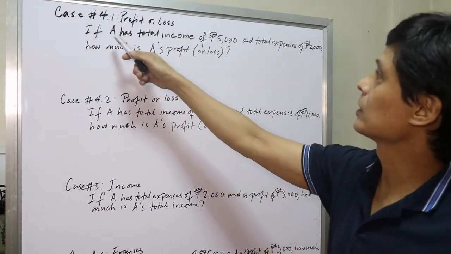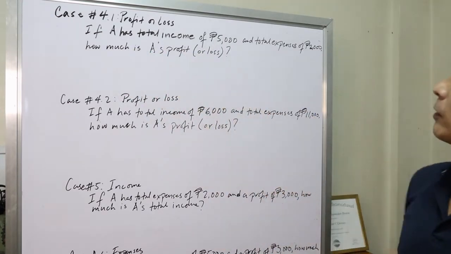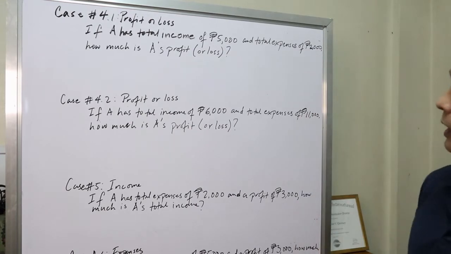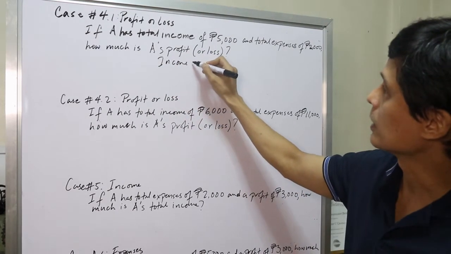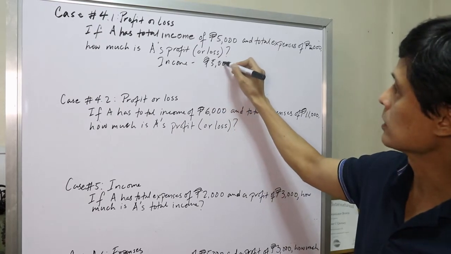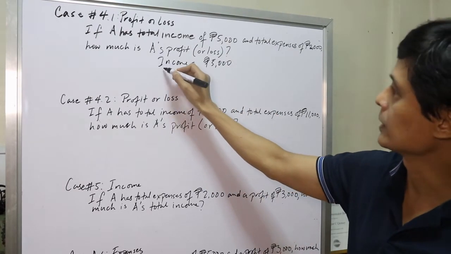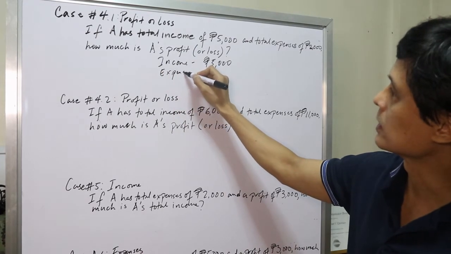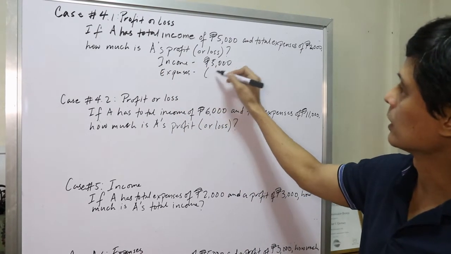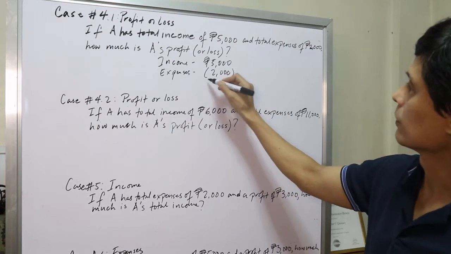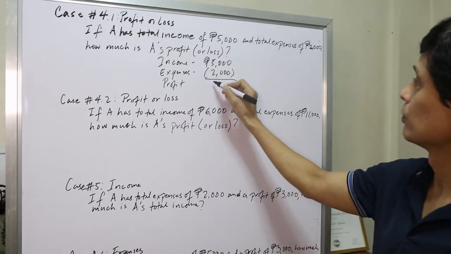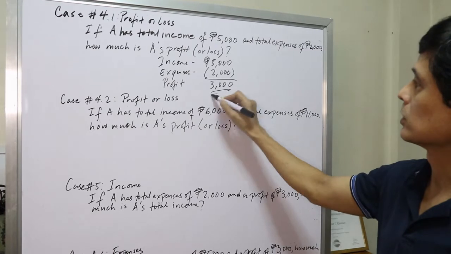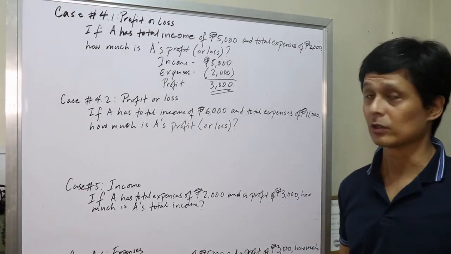Now, having said that, let's take up case 4.1. So this is profit and loss. So if A has a total income of 5,000 and total expenses of 2,000, how much is A's profit or loss? So madali lang yan. So if this is income is 5,000 pesos, and the expenses, this is so negative, so lagyan natin ng parenthesis. So this is 2,000. Therefore, the profit, yung natira or the residue, no, would be 3,000. Okay, so this is the answer for that. No, very simple.